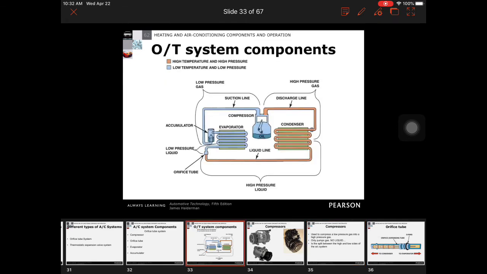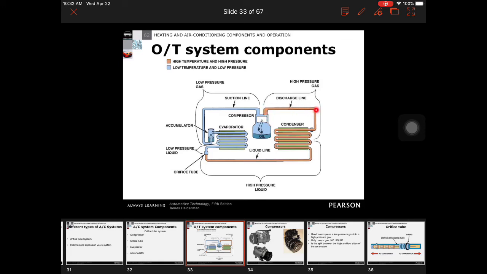So let's go back to our picture, and let's look at it here, and we will see that we are sucking in a low pressure gas, compressing to a high pressure gas, okay? And the reason we don't use liquid in here is because it's kind of impossible to compress a liquid. Remember, we don't want to do that. So we compress our gas, and that comes out of our discharge line.